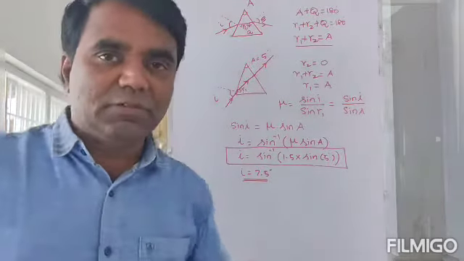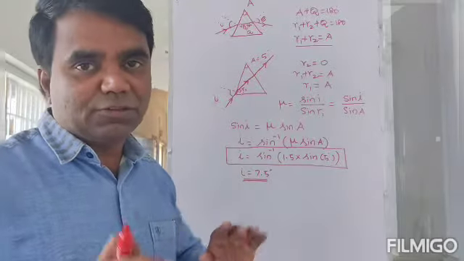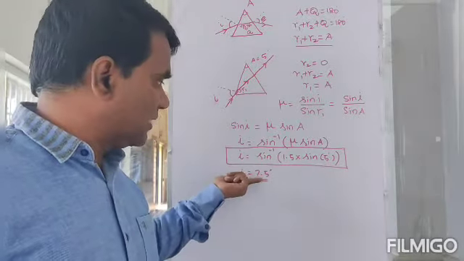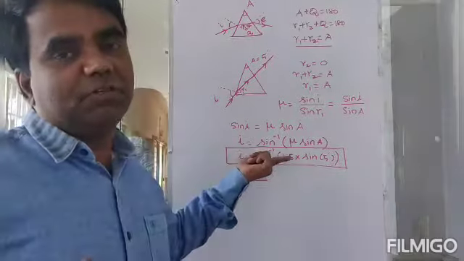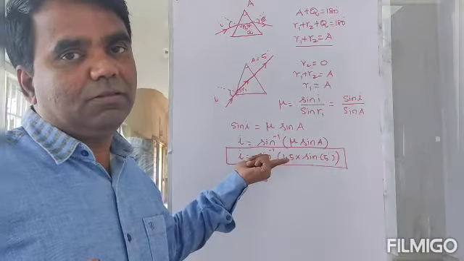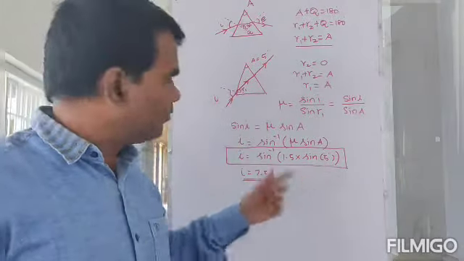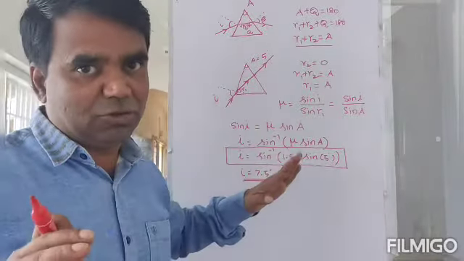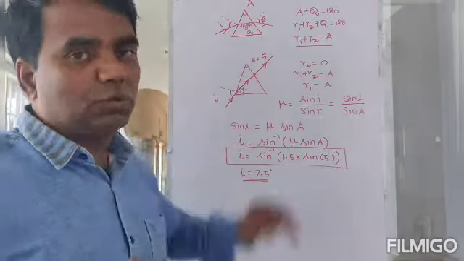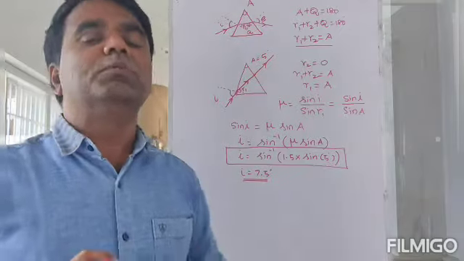And if you don't have the tables, forget it. You don't have to worry about the final step. But up till here, should be fine. If you don't have access to those tables, then leave it like this, that's also fine. But this is how you do this problem. Hope this is clear to you.